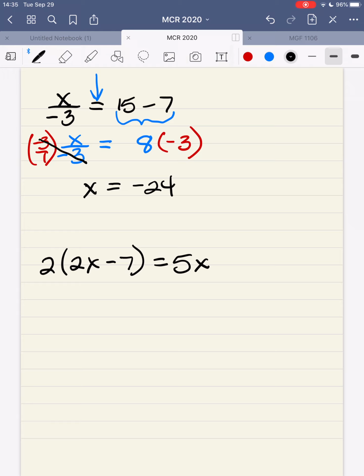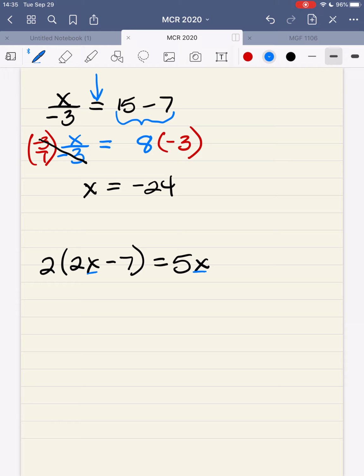Okay, the next one here, we have a set of parentheses, and that set of parentheses is being multiplied by 2. And on the other side, we have 5x. This is the first one we've had, at least here, where we have x's in two different places. So we'll have to do a little bit more work here.